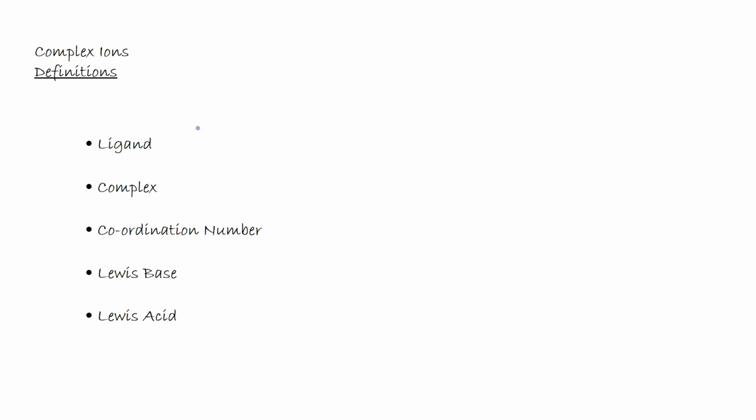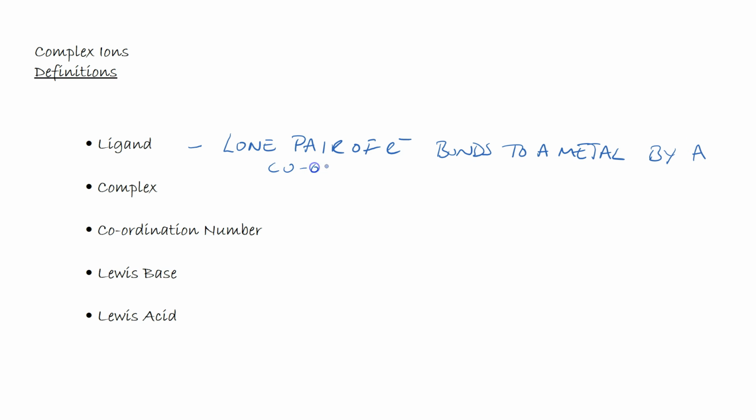The first here is a ligand, which is a particle with a lone pair, and that lone pair of electrons bonds to a metal by a coordinate bond. In other words, it's a bit like the dative covalent bond that we've seen before. Essentially, it's the same thing, where both electrons are coming from this thing called the ligand, and we're going to look at a variety of different ligands in just a moment.